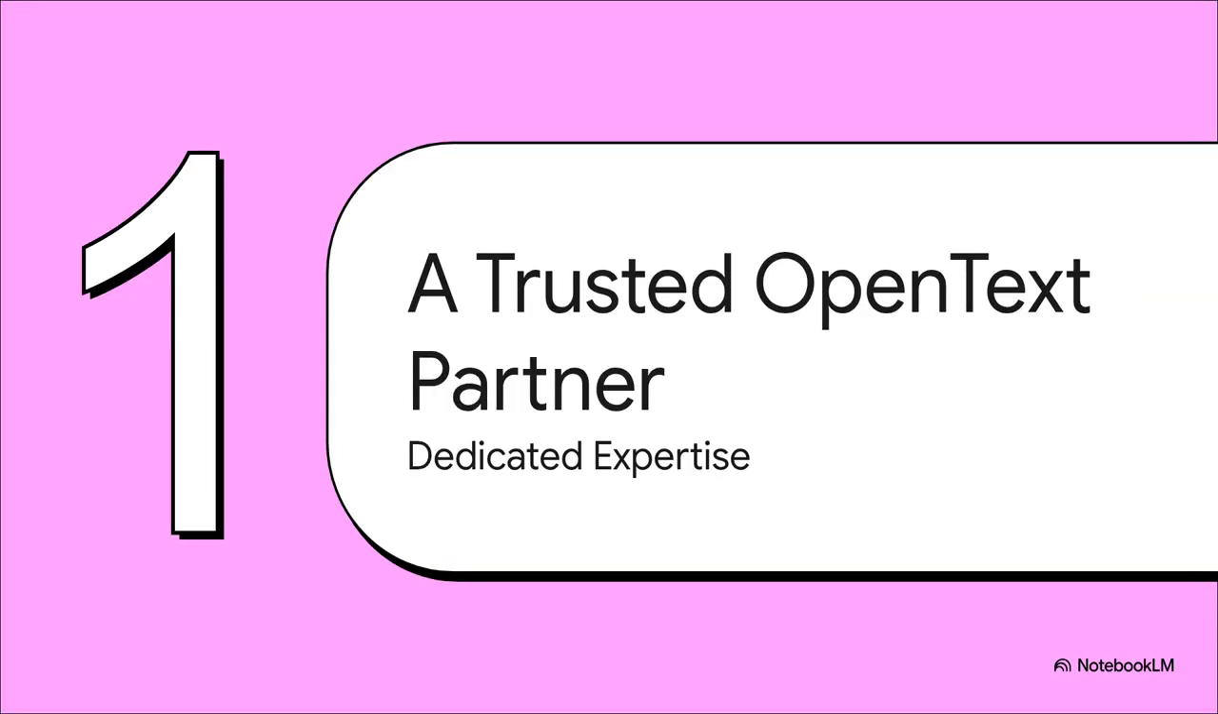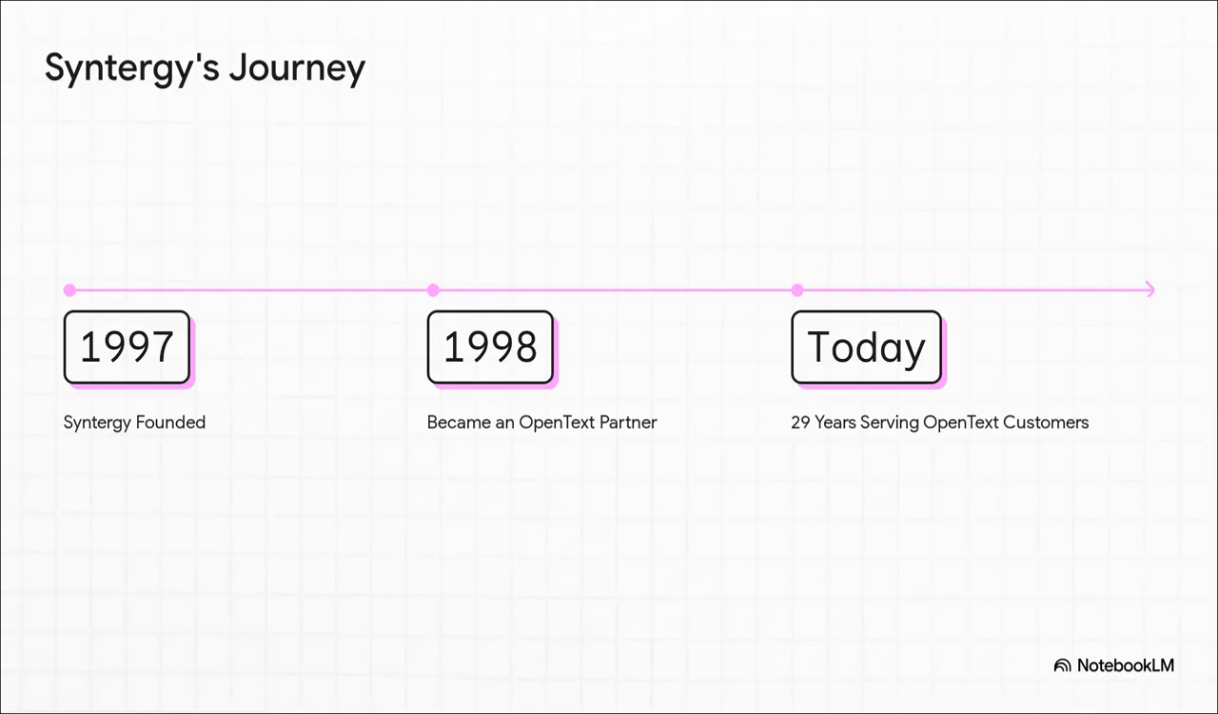All right, first things first, let's talk about Syntergy. You really have to understand their history with OpenText to get why their solutions are built the way they are. Get this, Syntergy got its start way back in 1997. And just a year later, in '98, they were already an OpenText partner. Think about that for a second. That's nearly 3 decades of living and breathing the OpenText ecosystem. We're talking a huge amount of specialized experience here.